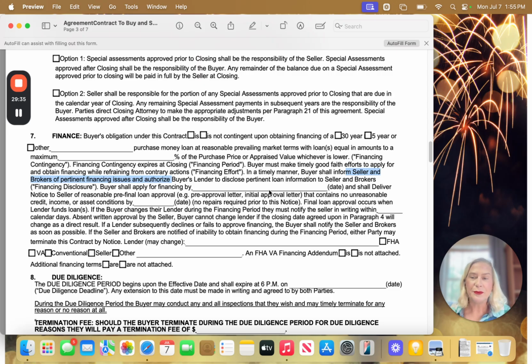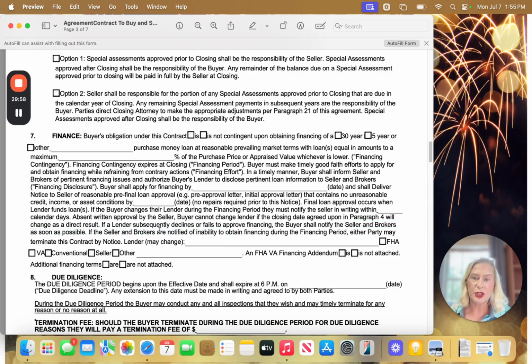Shall deliver notice to seller of reasonable pre-final loan approval. I love these words because they really don't mean anything. And it goes into all of this. Must notify the seller in writing within X amount of days if they are not approved or if they're denied, and notify the seller and brokers as soon as possible.